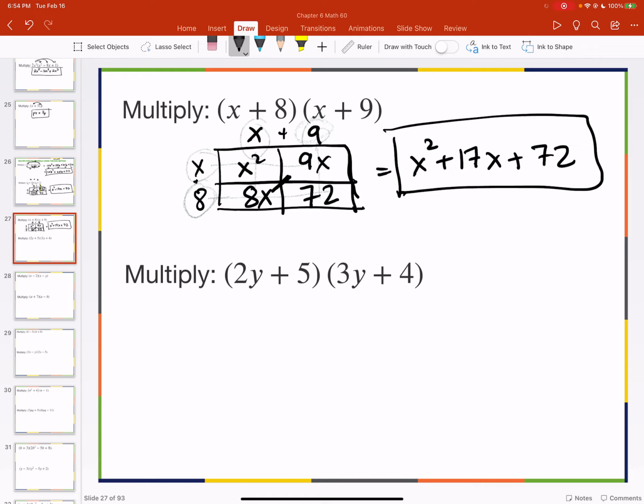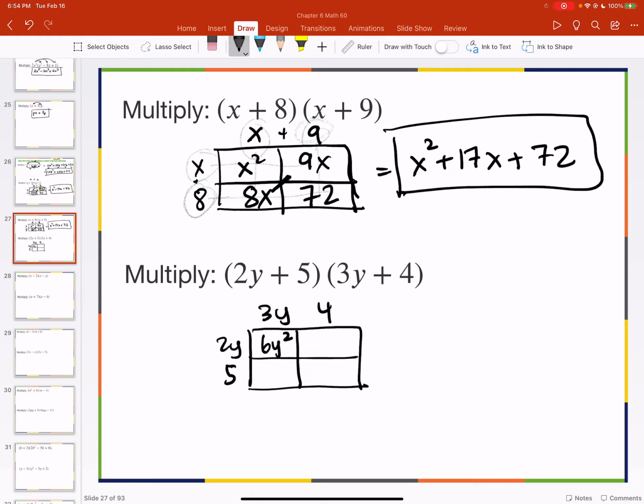Okay, so then let's do this next one. We have 2y plus 5. And again, you can always pause this video, try it on your own, and then check your answers. And even if you do the box method, that's okay. If you do FOIL, I won't hold it against you. You can totally do that. Just make sure you have the same answers.